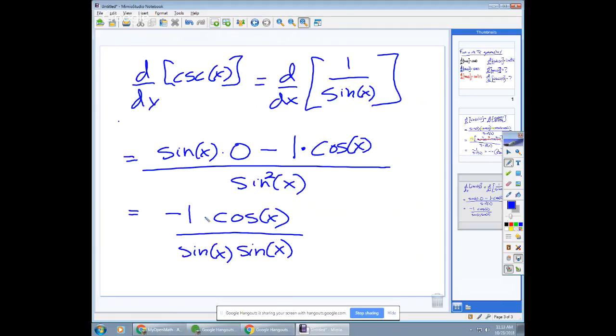Then I have some other things here. For example, I have a 1 over sine in the answer. 1 over sine is known as cosecant. So I get a negative cosecant of x in there. And then I have cosine over sine, which is cotangent. So negative cosecant cotangent is the derivative of the cosecant of x. Oh, okay. And that's another always. Yep.